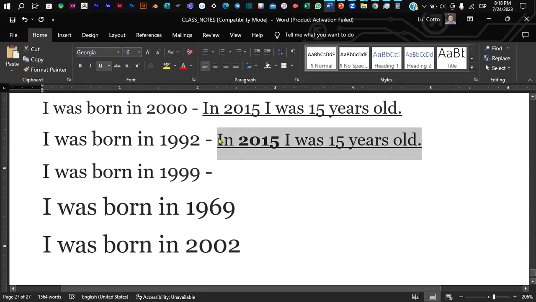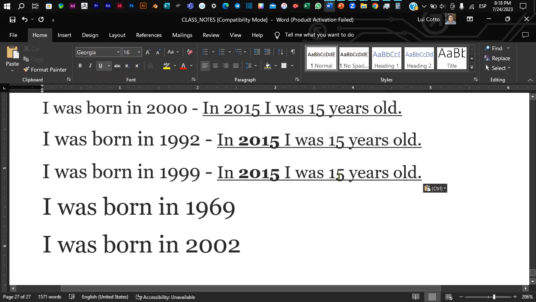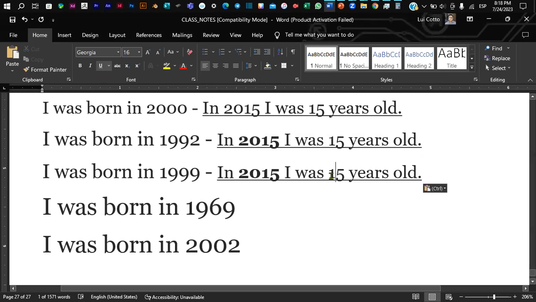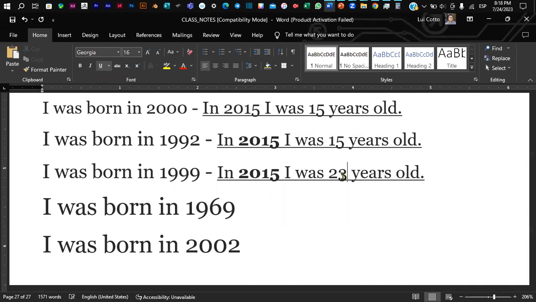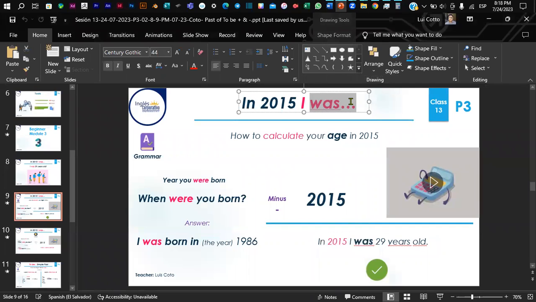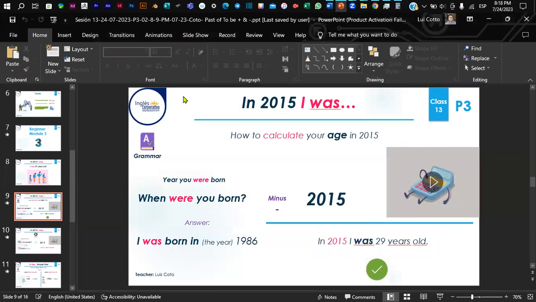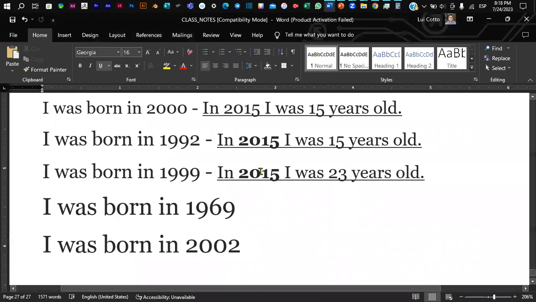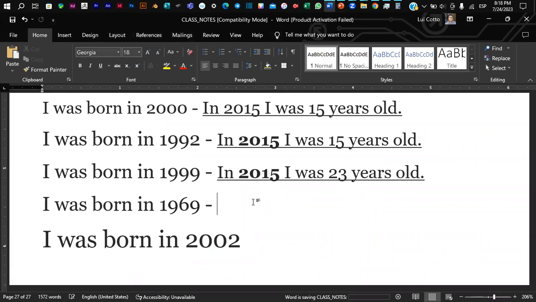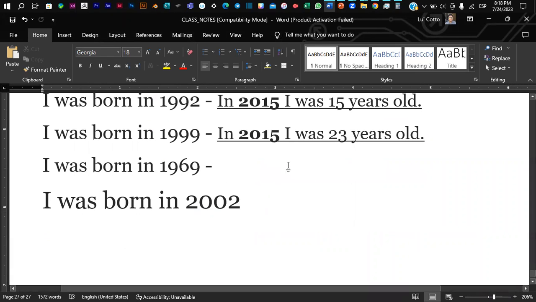In 2015, I was, yo tenía. Perfect. Guys, the thing is, this I was is a verb to be in simple past. Check. That's why we are practicing the verb to be in simple past. I was is yo tenía, right? I was, yo tenía tantos años, in 2015. All right, good. That you get it. Then the next one.